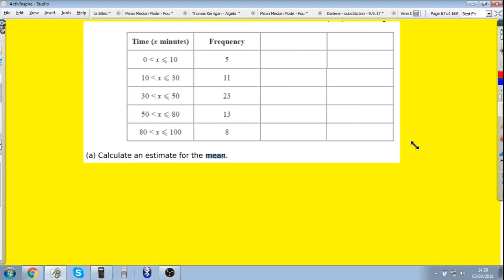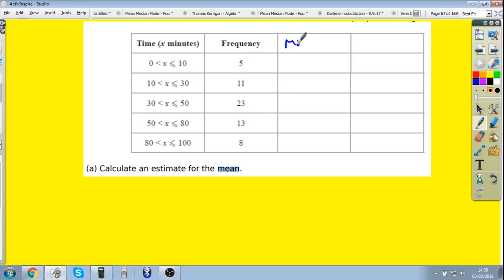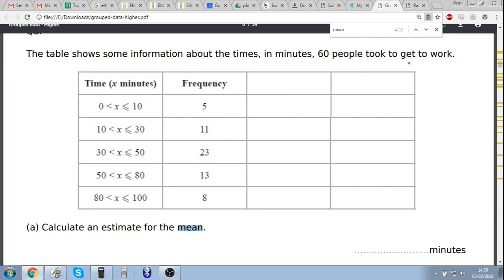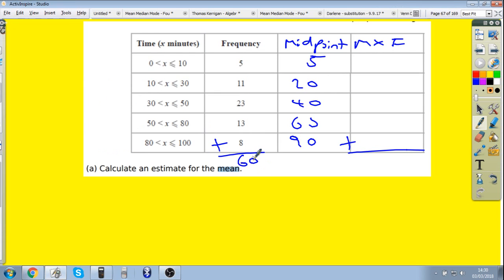So do I have to again find the middle in the time bit? Yeah, so you have the midpoint, and then once you have the midpoint, I then times the midpoint by frequency. Yeah, so you do midpoint times frequency. Then you add those up, and what would you divide by? 60. Is that the total frequency, 60? Or did you get that from the question? Yeah, 60 people. And it is the total frequency as well, 60. Got it. Okay, any questions there?